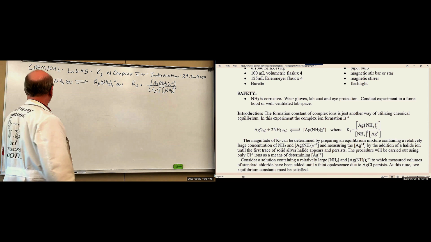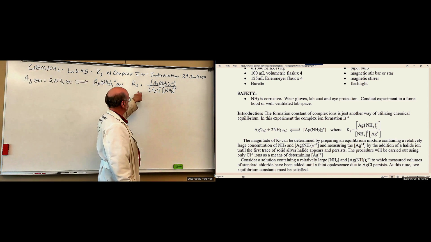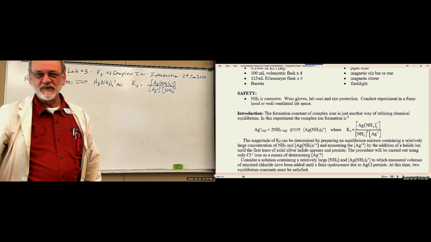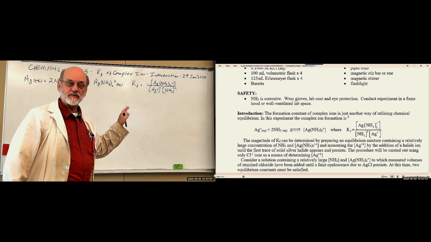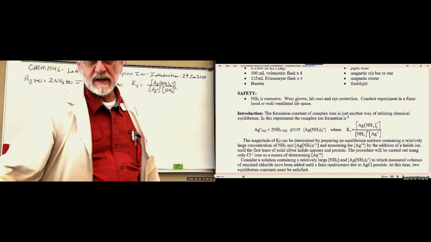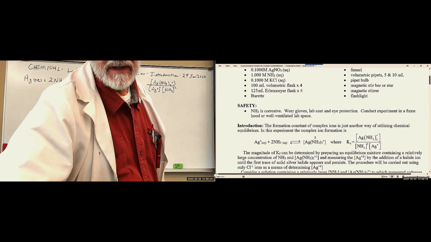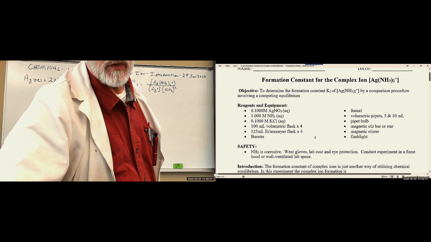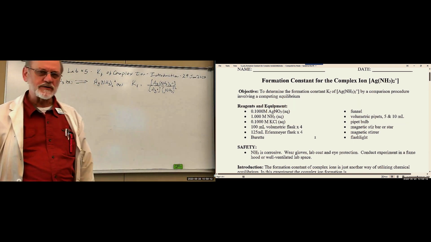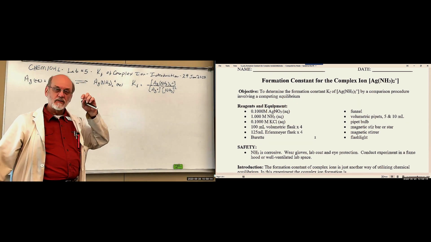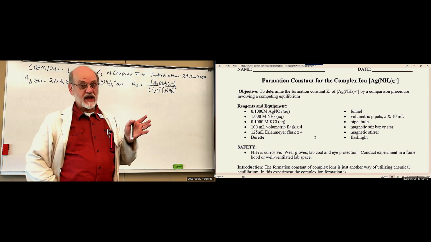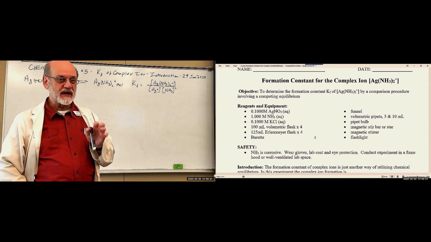But notice that in this value there's no chloride anywhere, right? So what we have to do is combine this reaction with another reaction. Here's what we're going to be using. These are our materials. We have 0.1 molar silver nitrate. We're going to have 1 molar ammonia. These are our reagents. We're going to have 0.1 molar potassium chloride.